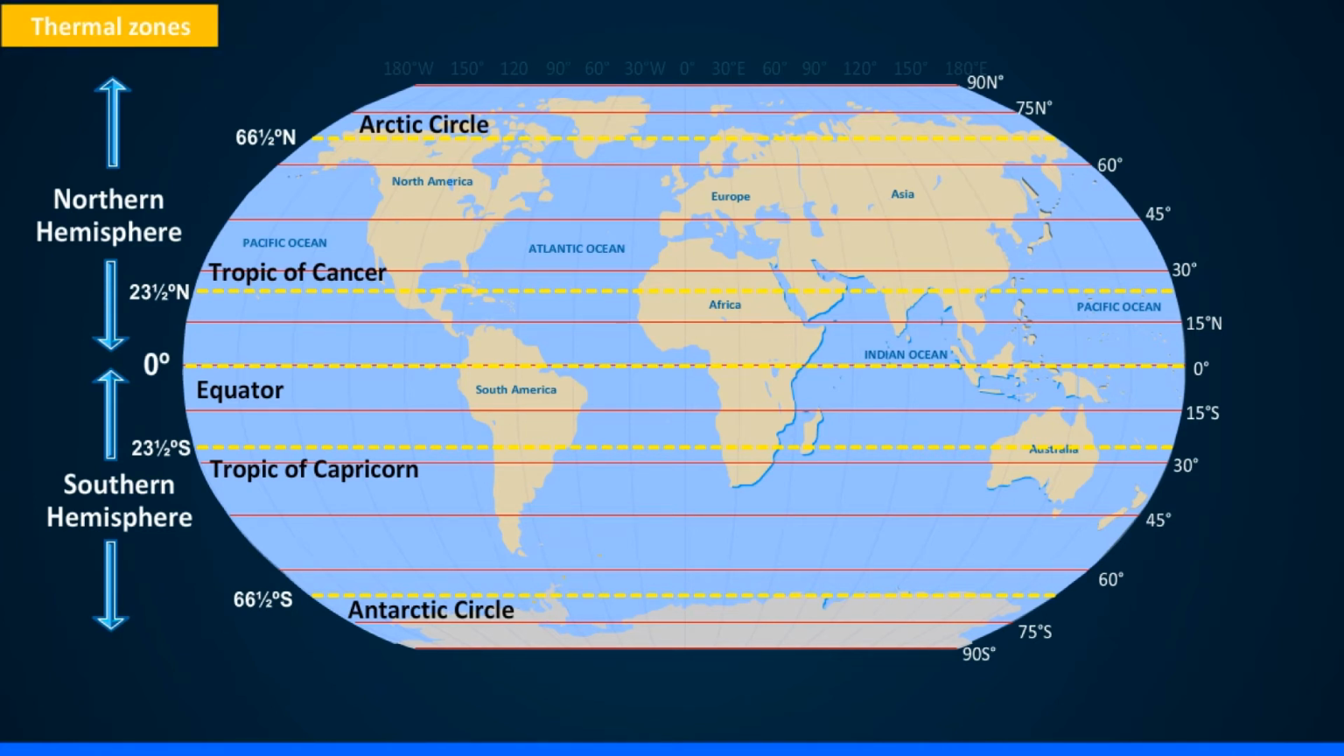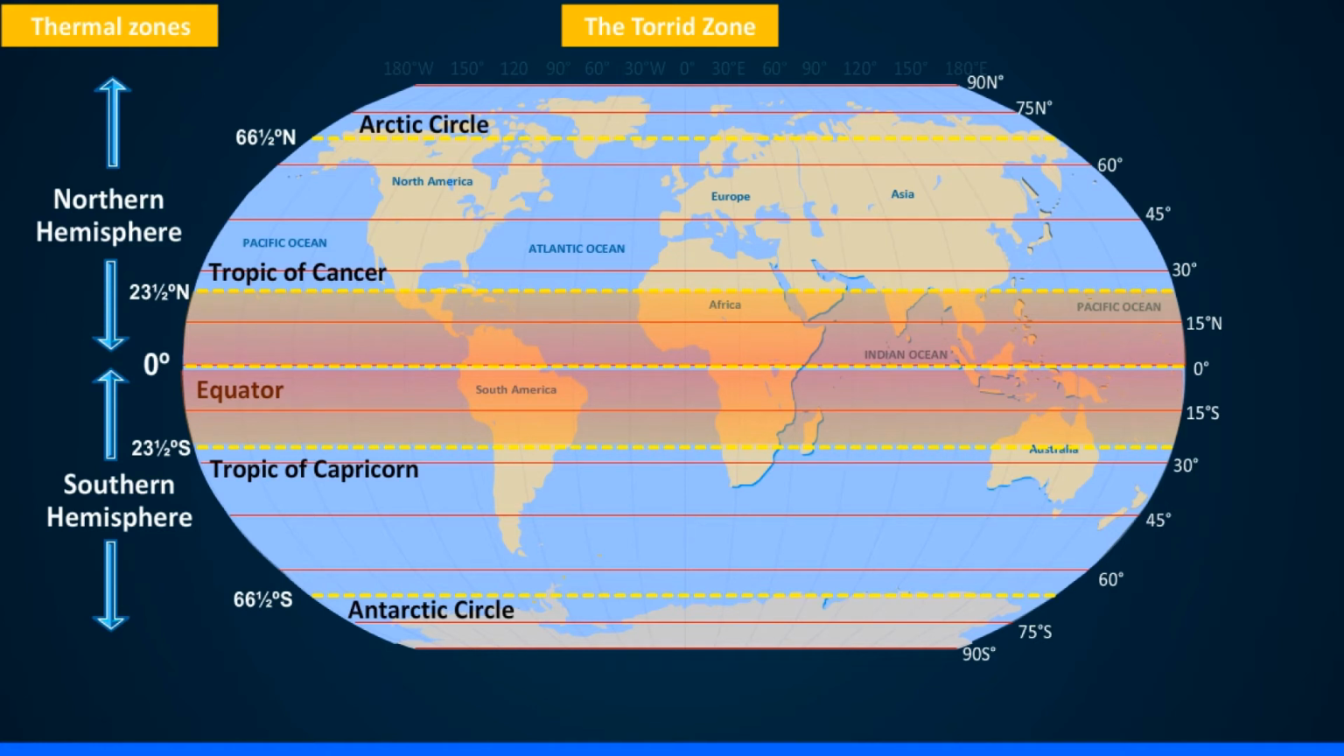Thermal zones. There are three major thermal zones into which our planet is divided. These are also known as heat zones. The torrid zone is the area between the two tropics, the Tropic of Cancer in the north and the Tropic of Capricorn in the south. The sun's rays fall vertically in this zone, so it receives the maximum heat. It is regarded as the hottest part of the Earth. This area is also called the Tropics.